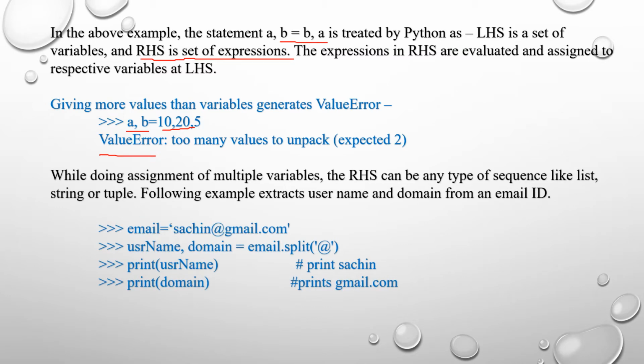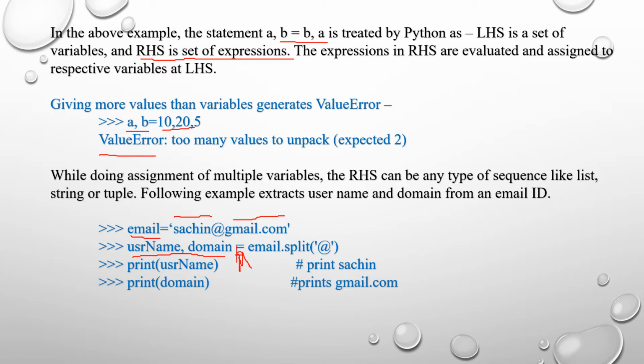While doing assignment to multiple variables, the RHS can be any type of sequence like a list, string or tuple. The following example extracts the username and domain from an email ID. For example, you take email, this is my variable name, it's equal to sachin@gmail.com. Here I want to extract sachin and the domain name, gmail.com. I specify two variables: username is my first variable, and the second variable I name domain. After that I am using the assignment operator.